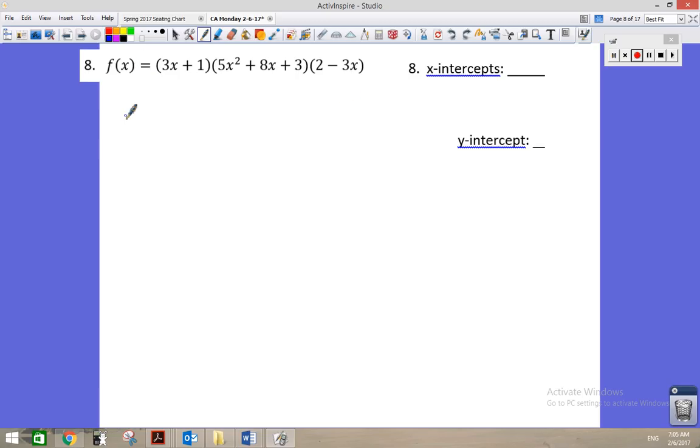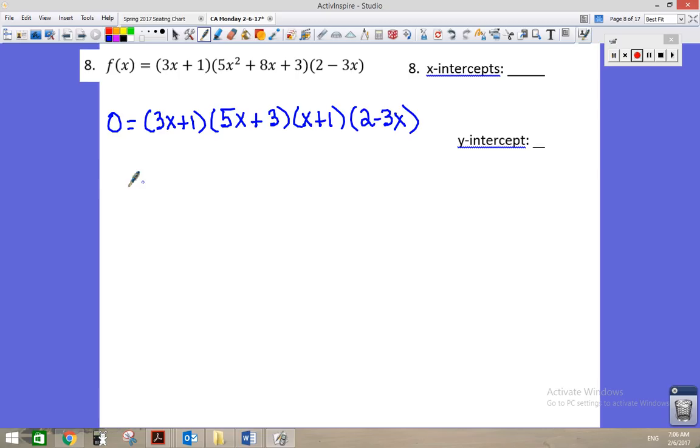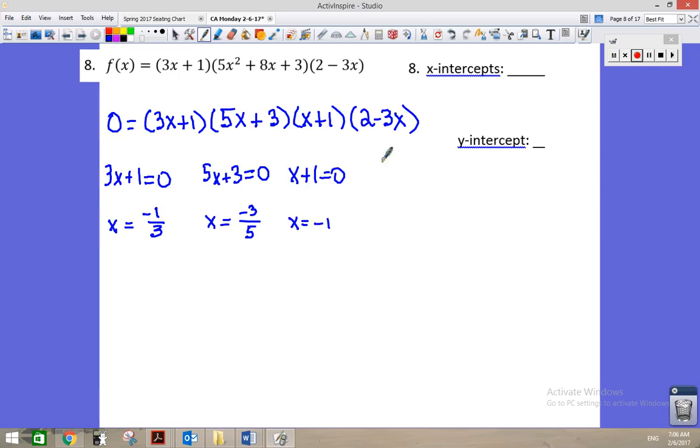To find the x-intercepts, we let y equal 0, and we solve this equation in factored form. So now each individual factor is set equal to 0 and solved. So I've got 3x plus 1. If that equals 0, then 2 steps, subtracting 1 and then dividing by 3. If 5x plus 3 is equal to 0, in 2 steps, subtract 3 and divide by 5. If x plus 1 equals 0, it's just 1 step, subtract 1 from each side. And if 2 minus 3x equals 0, it's 2 steps.